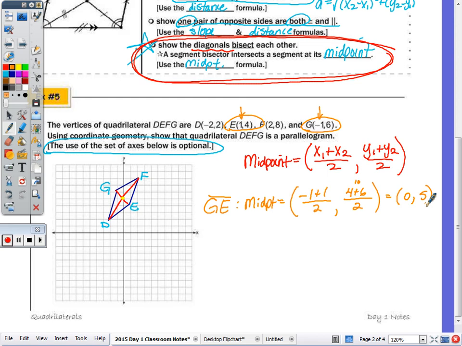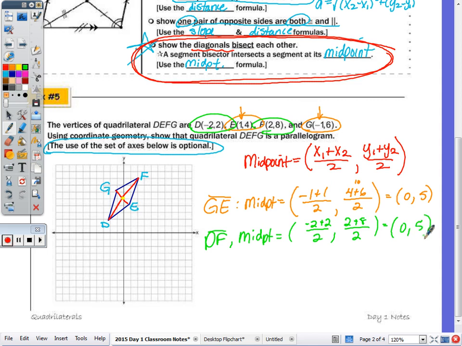The other diagonal is DF. For DF, the midpoint equals: the x values are negative 2 and 2, so when I add those together and divide by 2, I get 0, which matches. And then 2 plus 8 is 10, divided by 2 is 5. Just to remind you as well, if the proof says to show that it is a parallelogram, you can't do all your work and say, therefore, it's not a parallelogram. You have to show that it is when they say to show it is, and show that it's not when they say to show that it's not.